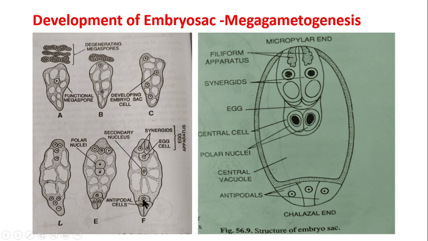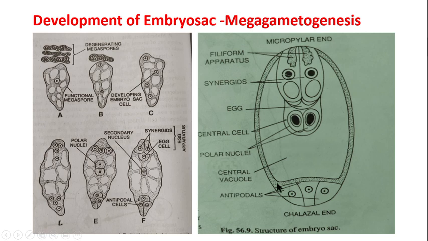And here you can see these are the three antipodal cells. They will also live for some time, and after that they will degenerate. And in the center, both nuclei came from both ends, so they are known as the polar nuclei. In the later stages, because they will unite, it is known as the secondary nucleus, and it will be 2N. It will be diploid, because both of these are haploid. And this largest cell is known as the central cell. Now you can count.